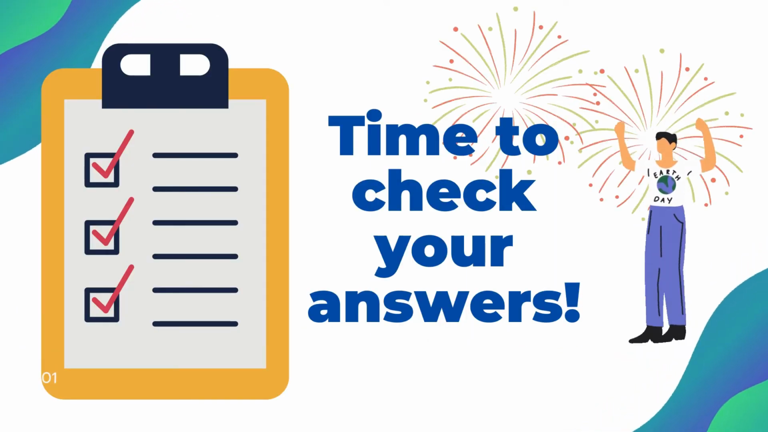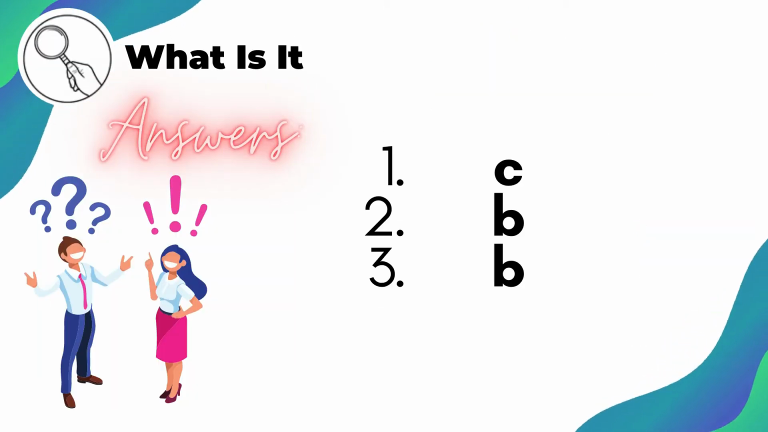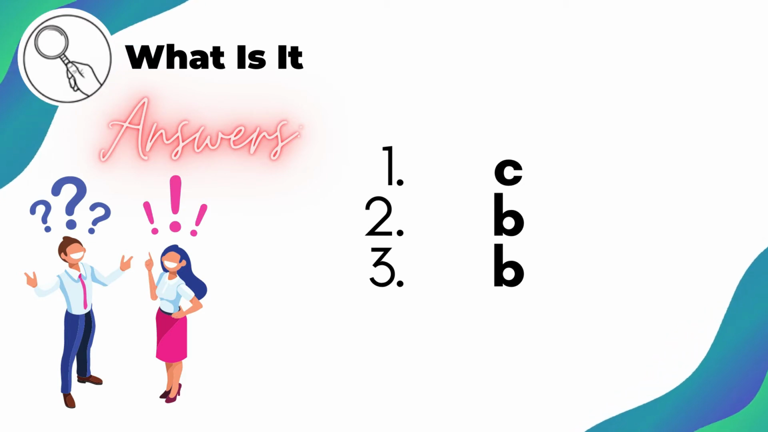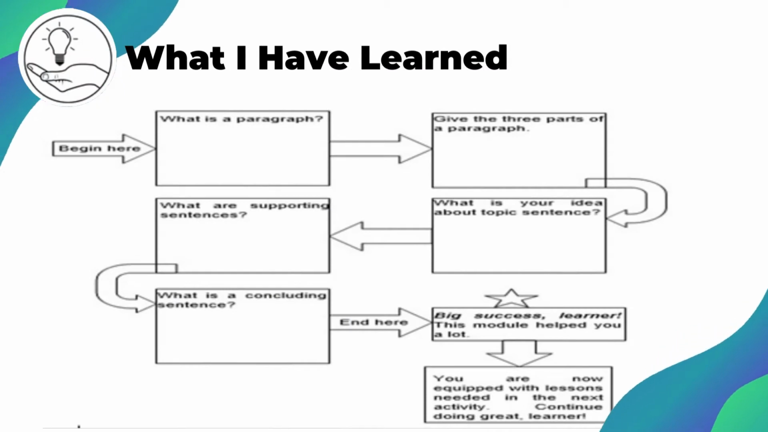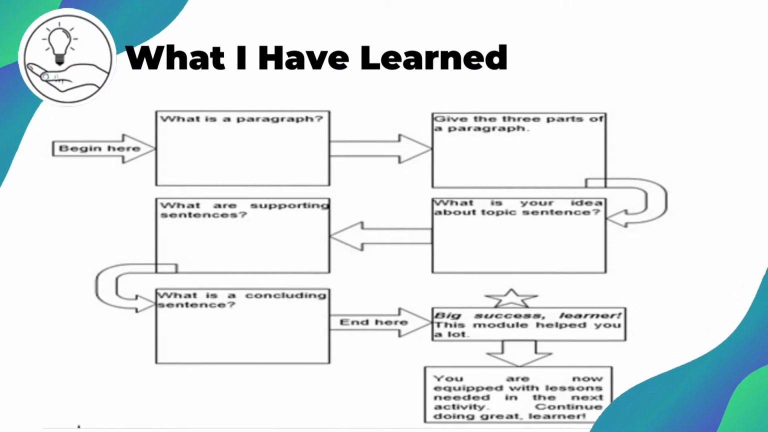It's time to check your answers. Number 1 is letter C, number 2 is letter B, and number 3 is letter B. Moving forward to what I have learned. Write what I have learned in your paper.